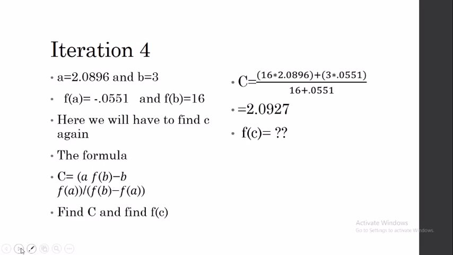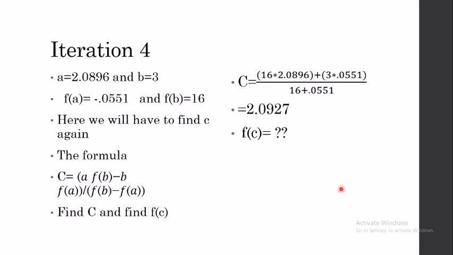But if there is a case like f of C is greater than 0, that is if it is a positive quantity, then you will have to change what? Your B. So B will be changed from 3 to 2.0927. There won't be any change in A. So that is up to you. You will have to find out that, and we will see what the next iterations are.